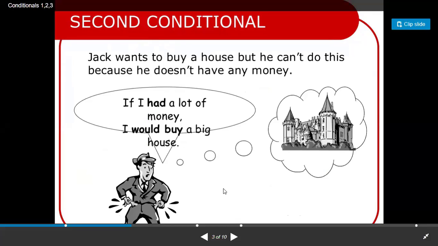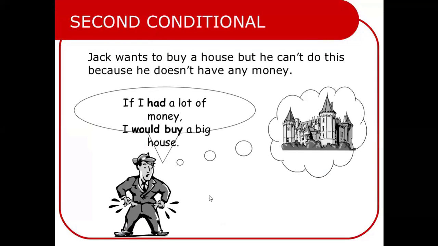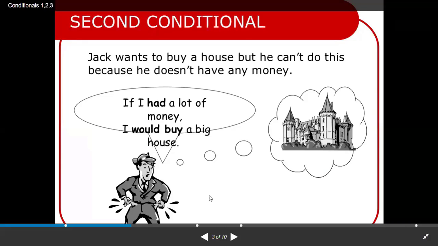Please go ahead and read, Mehnisa. Jake wants to buy a house, but he cannot do this because he does not have any money. If I had a lot of money, I would buy a big house. Okay, good. Now here you would see that Jake wants to buy a house, but he can't do this because he doesn't have any money. And that same thing we can say: if I had a lot of money, I would buy a big house, but I don't have a lot of money.